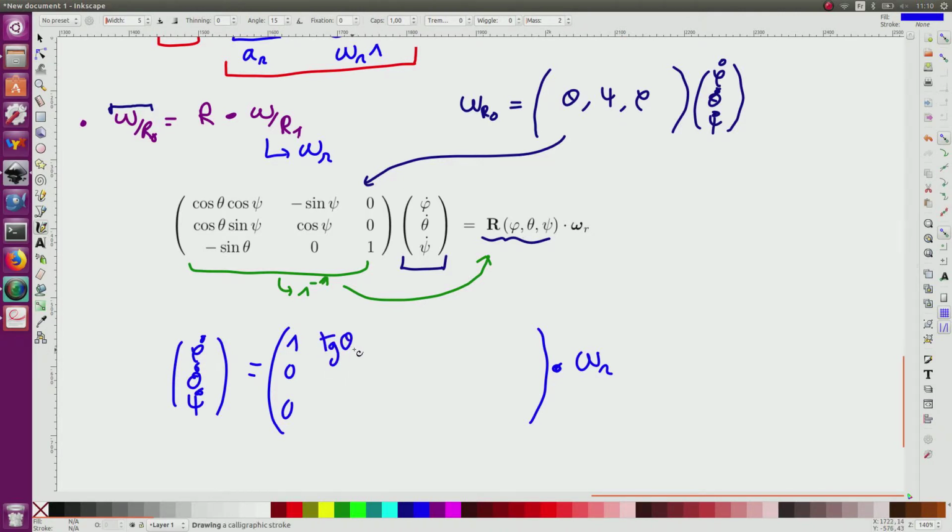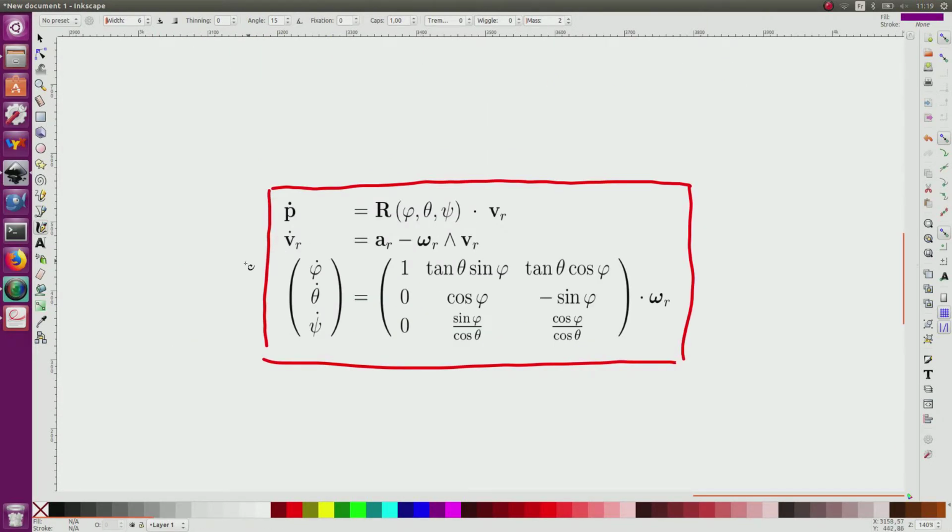Tangent theta multiplied by sine phi. Here, tangent theta cos phi. Cos phi, minus sine phi. Sine phi divided by cos theta and cos phi divided by cos theta. So what we have shown here is that from a kinematical point of view, our vehicle behaves obeying the following state equation with an input: the acceleration AR and the rotation vector omega r expressed in the vehicle frame.